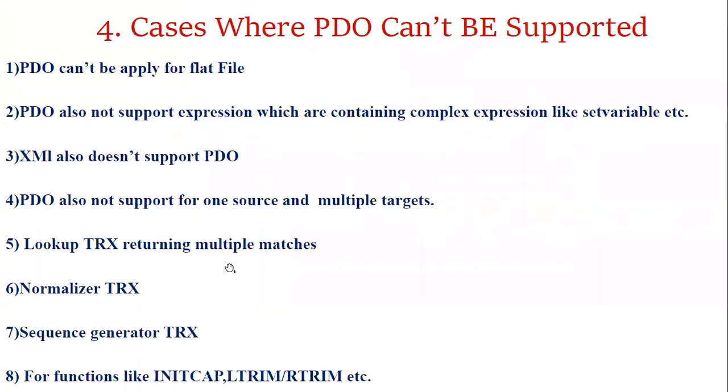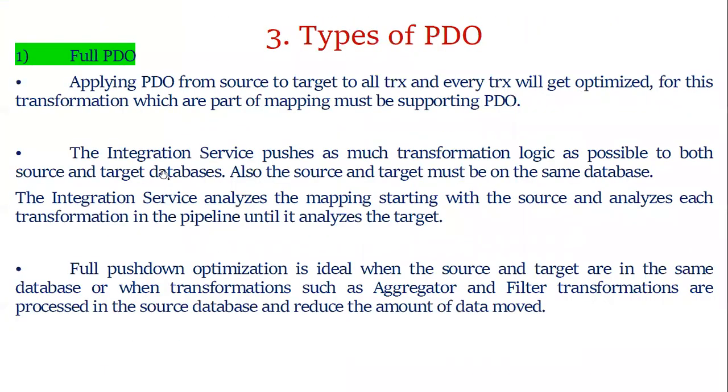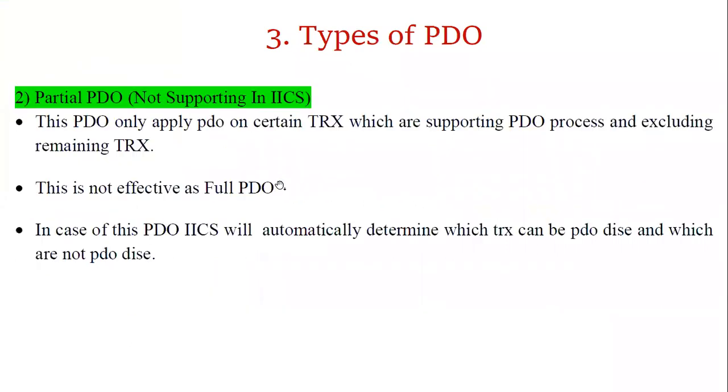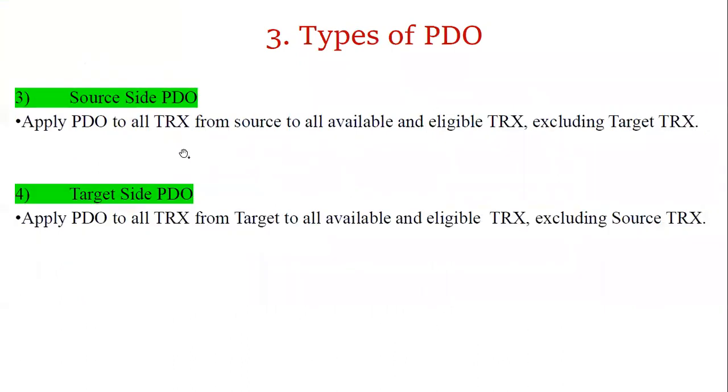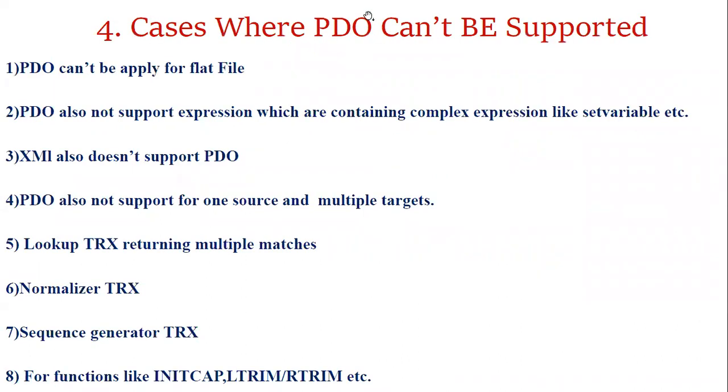Okay, so there are four main types of push down optimization we have seen. The full push down, where the PDO will apply to all the transformations from source to the target. Then partial, where the transformations which are not supported will get excluded, and the transformations which are supported will get optimized. Then source side, where the push down optimization will apply to all the transformations excluding the target. Target side, in the sense the push down optimization will apply to all the transformations excluding the source. Okay, so I hope you have got a clear idea about the types of the optimization.